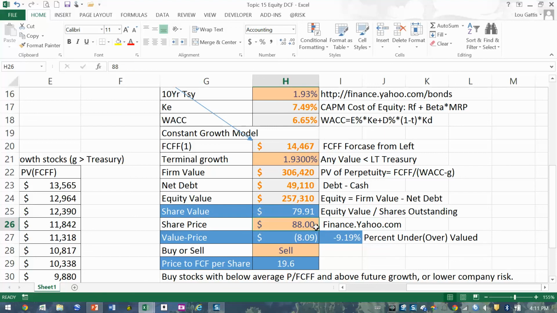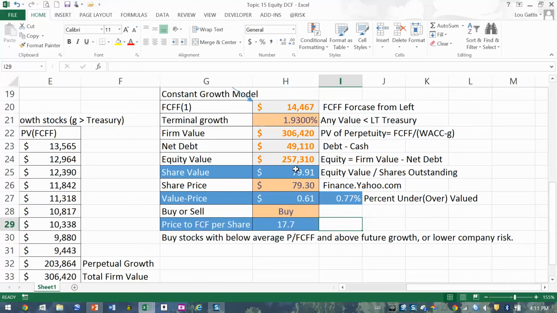And actually, I just looked up Walmart today, and Walmart was selling for about $79.30. So the model is giving me a pretty accurate value, even though 2 months ago it wasn't. The value of Walmart was more like 88. So this is a way of doing a DCF on Walmart. And I also just calculated a price to free cash flow. So my $79.91 is my intrinsic, or fundamental valuation of Walmart's free cash flows to the firm, discounted at WACC, and then subtracting out debt.